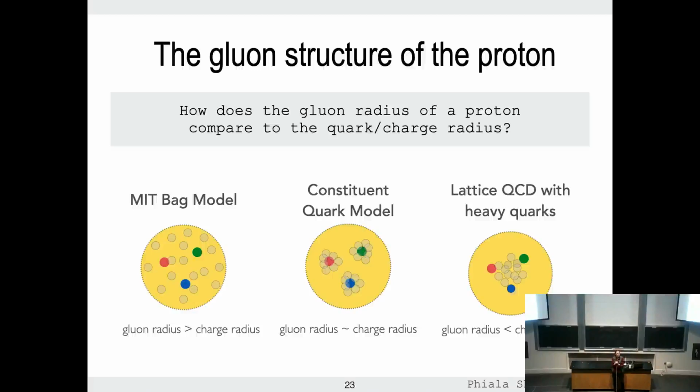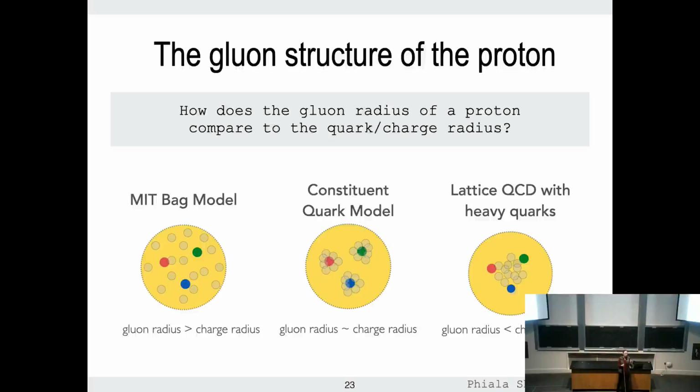Okay, what do I mean? When you normally talk about the proton's radius, what you look up in, say, the Particle Data Group is its charge radius. That's the radius of the proton as seen by an electromagnetic probe. Gluons don't couple directly to an electromagnetic probe. So in a very real sense, that's really a quark radius of the proton. So what about the gluon radius of the proton?